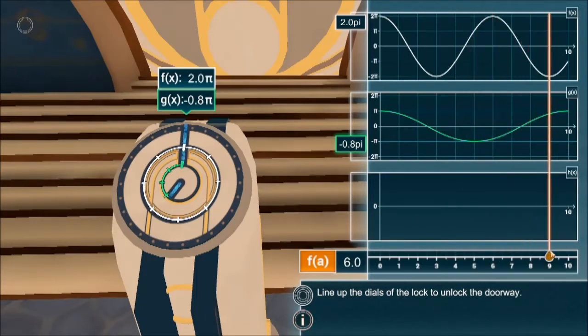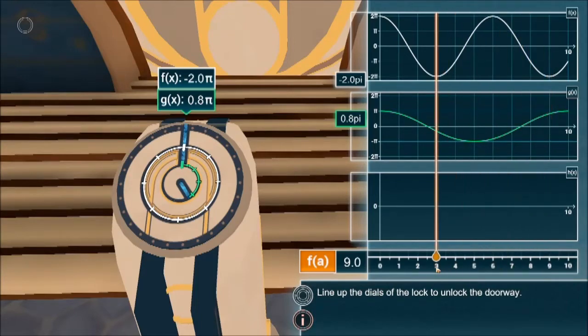What about negative? Because negative 2 pi is the same. Because when you have a circle, 1 full rotation is 2 pi, therefore if you go backwards by 2 pi, you've gone forwards as well. There we go. Why is this not?